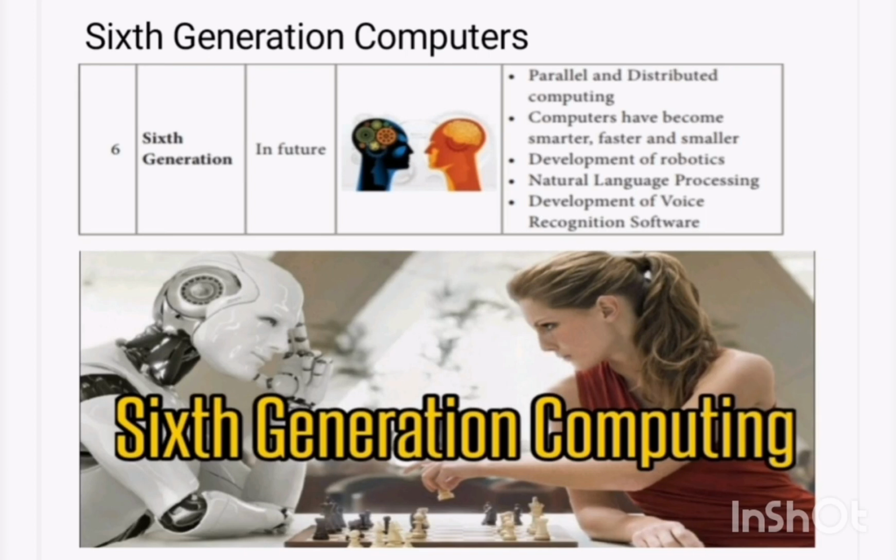Merits and demerits are parallel and distributed computing. Computers became smaller, faster, and smarter. Development of robotics, natural language processing, and recognition of voice, etc.